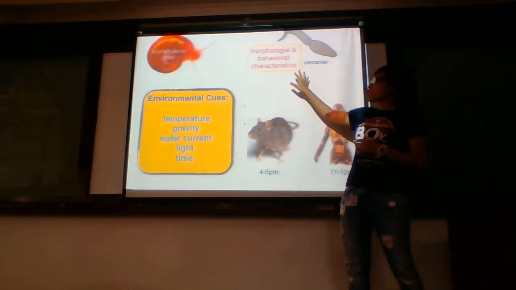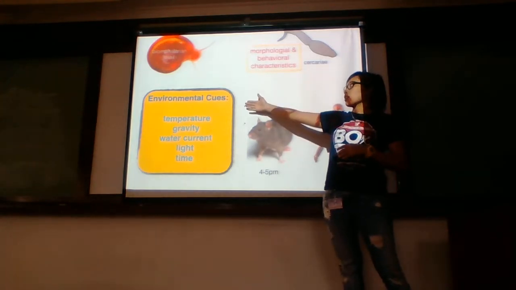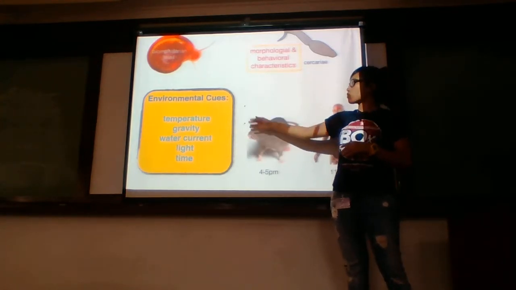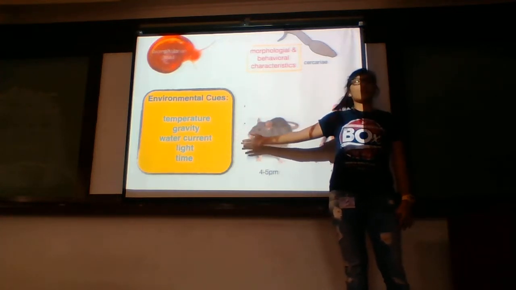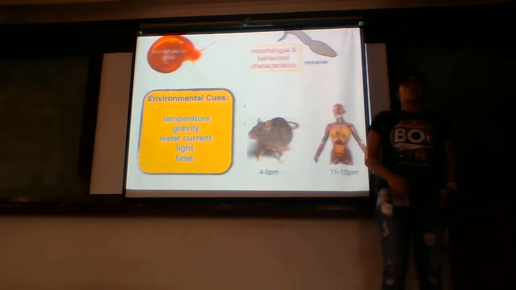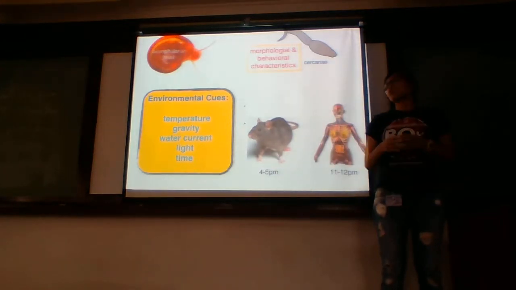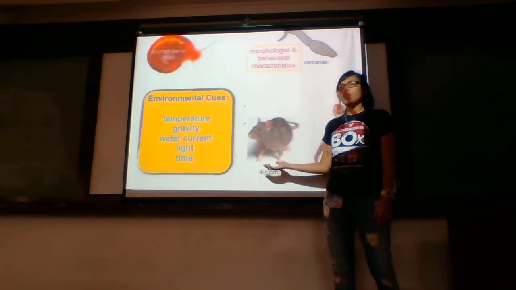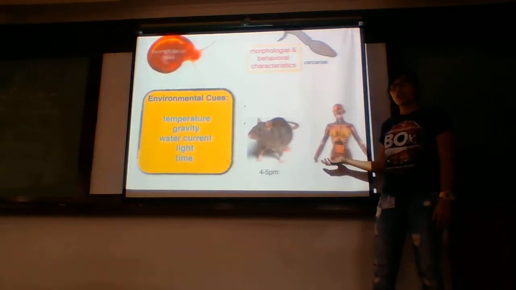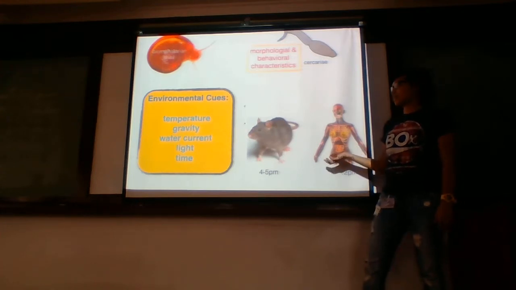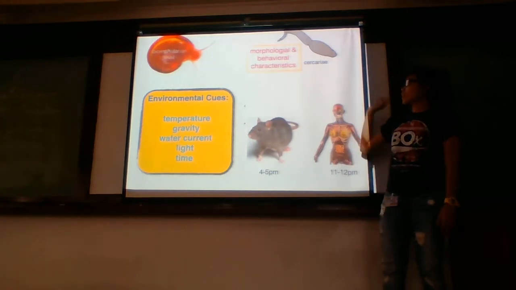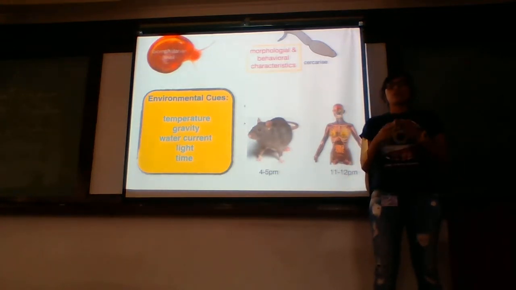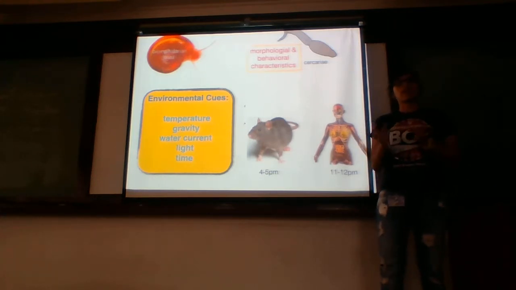So, with the help of other factors listed here, such as environmental cues including temperature, gravity, water current, light, and time, the Cercariae is able to reach the host. Now, one peculiar trait of the parasite is that it relies on time. How is this exhibited? Now, Cercariae could actually choose when to invade, depending on what species it would like to invade.